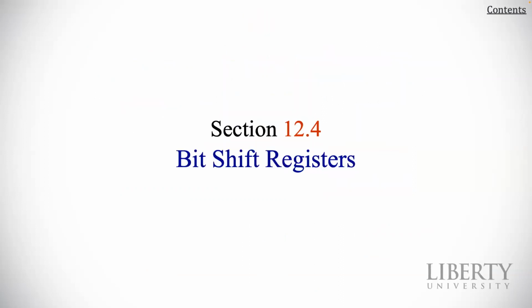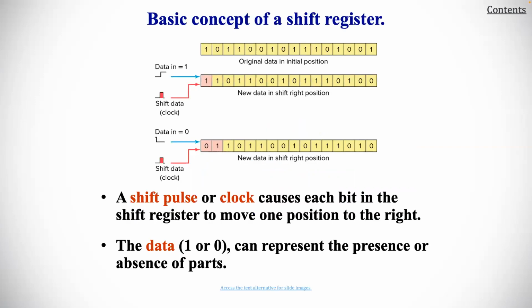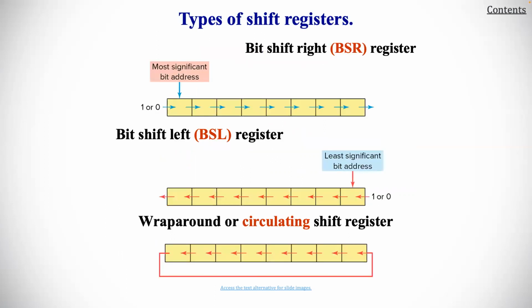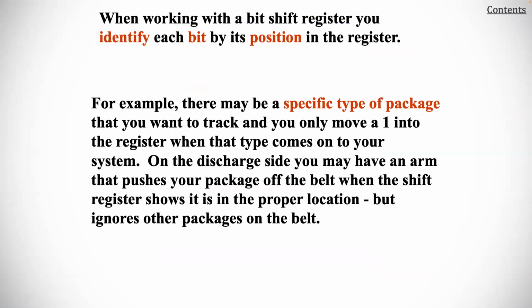We have bit shift registers. Here's the basic concept of a shift register. A shift pulse or clock causes each bit in the shift register to move one position to the right. The data, 1 or 0, can represent the presence or absence of parts. So you can have a bit shift right, BSR, or bit shift left, BSL, or a wraparound or circulating shift register. Those are the 3 possible shift registers that you can have.